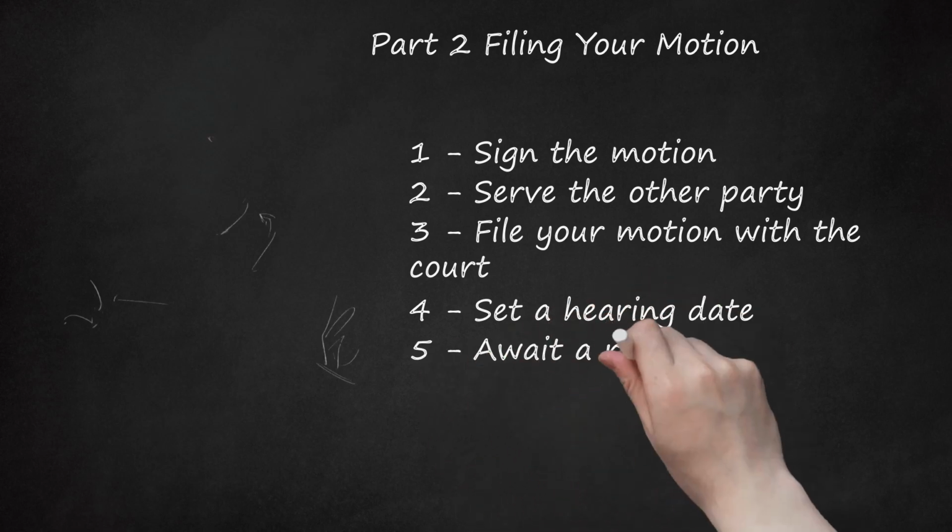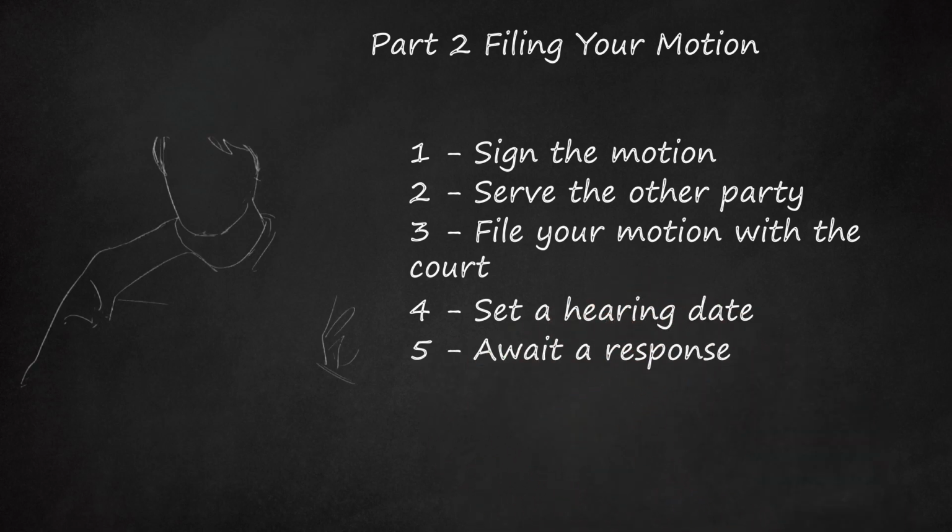5. Await a response. The opposing party will have an opportunity to file a motion opposing yours, which will in essence say the jury verdict should remain intact. If the opposing party files a response, he or she will have to serve you with a copy. When you receive a copy of the response, read it carefully. It will give you insight into how the other party is planning on defending against your motion JNOV. This information is incredibly valuable so you can prepare for the hearing.